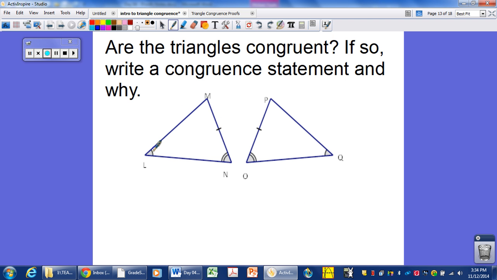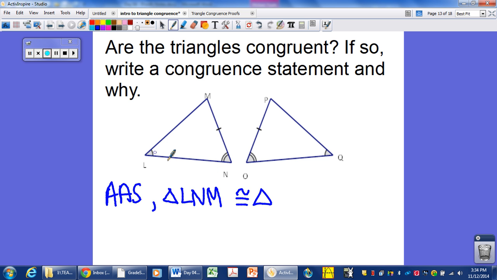Okay, let's take a look at this one. Here we have two angles, and the side is not between the two angles, which means this is angle, angle, side. The side is not between your two angles. So triangle LNM, L to N to M.